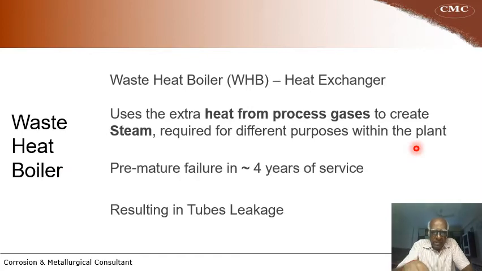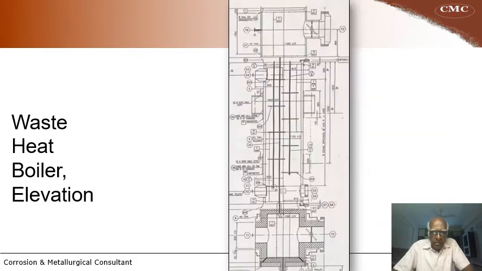In this particular case study, we will analyze premature failure after only 4 years of service as against 30-40 years of design service. This premature failure resulted in tubes leakage. Waste heat boiler is again a heat exchanger in which tubes are used for transferring the heat in a shell and tube heat exchanger design. This is the typical design of the waste heat boiler which has given problem.